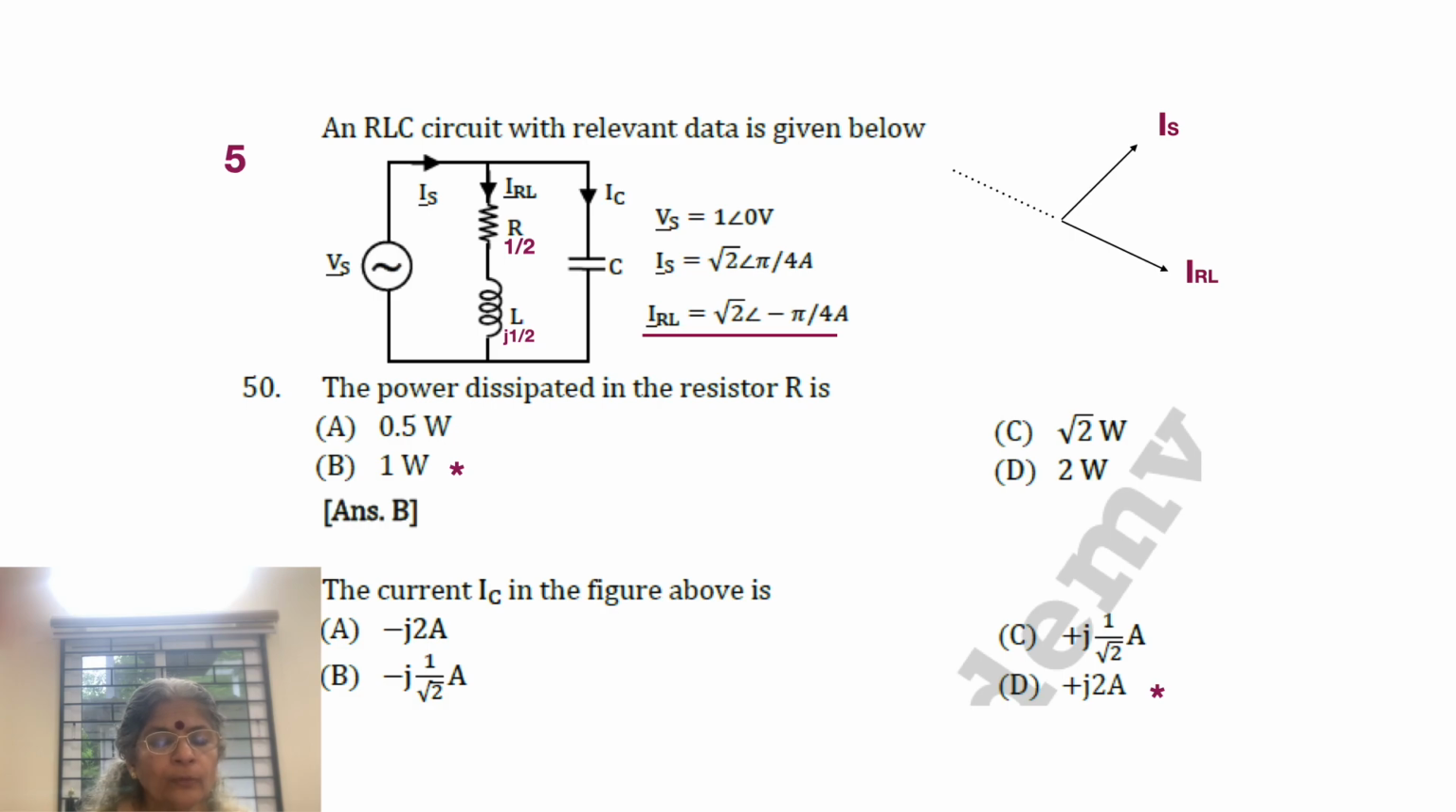And what is asked? Data is also given. Vs is equal to 1 angle 0. So the entire voltage across both the capacitor as also the RL combination happens to be 1 angle 0.